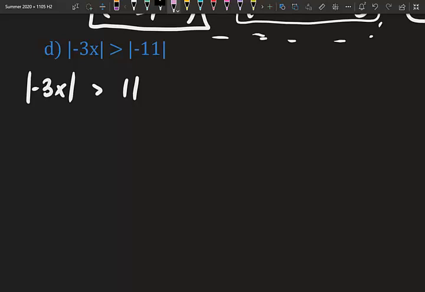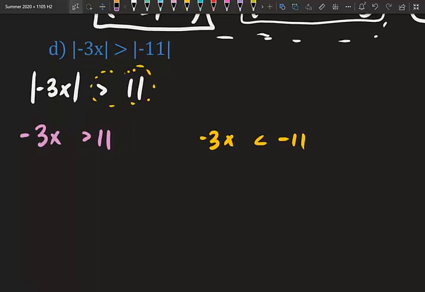Alright, let's do this. So first one, exactly the way it looks, no bars. So negative 3x is greater than 11. Second one, the left side doesn't change. So negative 3x, only the right side changes. So we have less than negative 11. Now let's solve for x. So we're going to divide by negative 3.